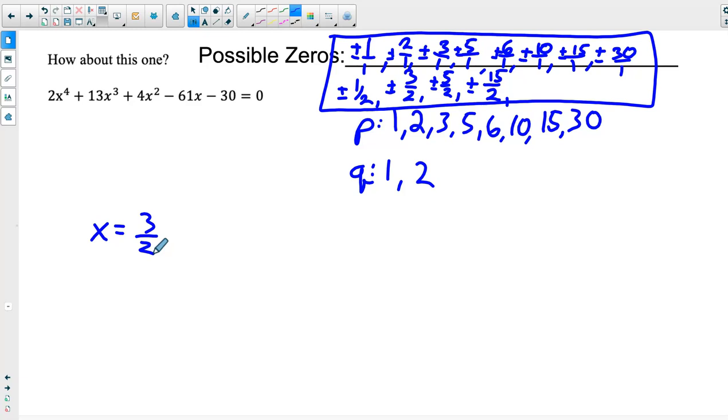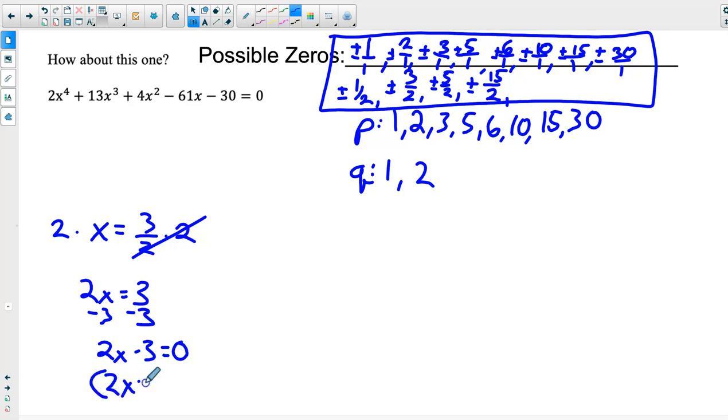So how do I get that factor? If we did have to get that factor, I'm just going to show you this quick. I would start by actually timesing both sides by 2. So I would then have 2x equals 3. And then after that, I would subtract 3 from both sides. And so I'd get 2x minus 3 equals 0. And so the factor that relates to 3 divided by 2 is 2x minus 3.